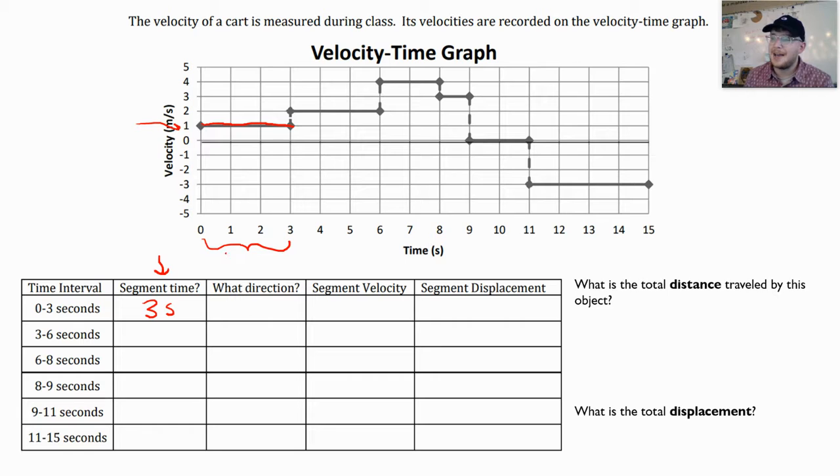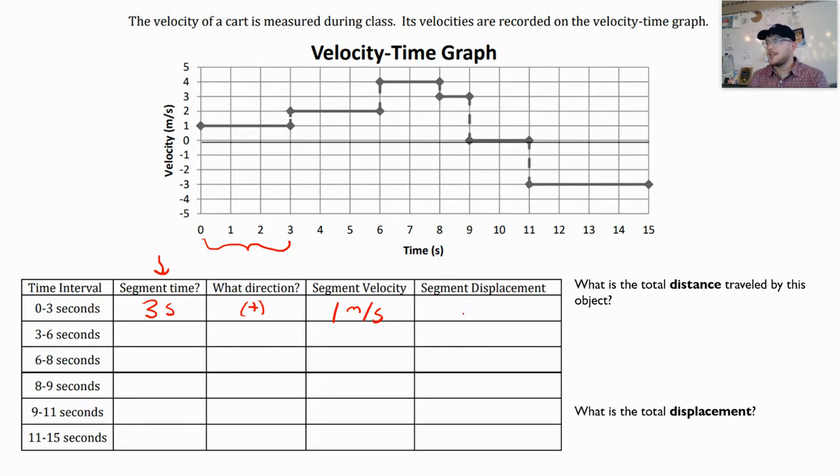What direction are we heading? Remember, velocity is either forward or backward. If it's forward, it's positive. If it's backward, it's negative. What's our velocity here? It's above 0. It's 1. So we're heading in the positive direction, or forward, so I just put a plus sign there. And then what's my velocity? According to this, it's 1. What's my unit? 1 meter per second. I'm moving at a speed of 1 meter every second.